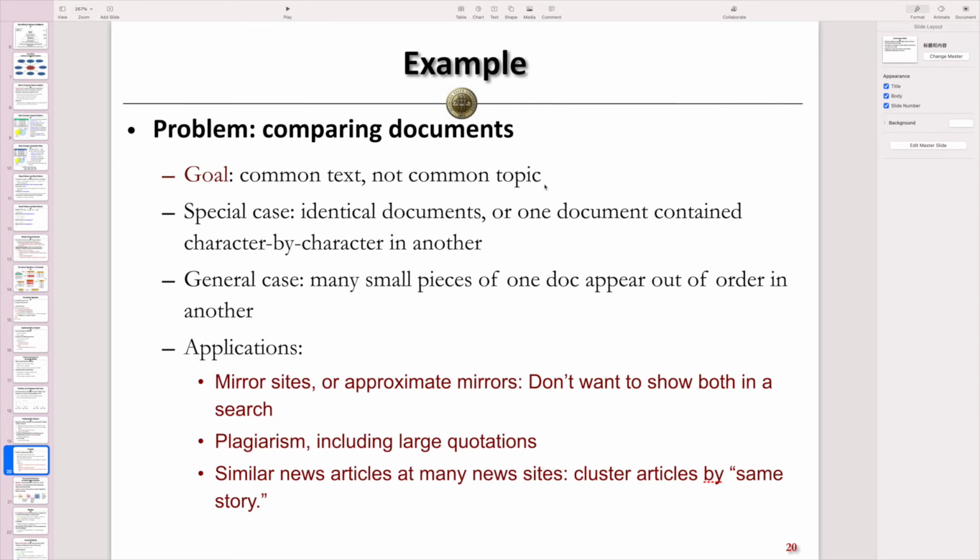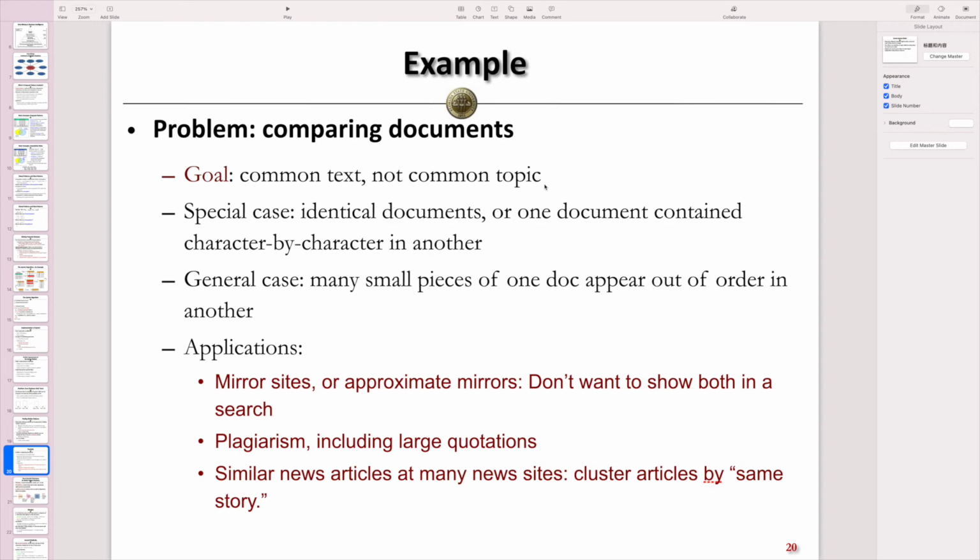We may have many small pieces of one document appearing out of order in another. And this problem has very broad applications in the real world. For example, we may have mirror sites for websites. Normally, if we create a website, we may mirror the site with multiple copies on multiple servers, and they contain exactly the same contents. However, when we are doing a search with a search engine, normally we don't want to show the same content multiple times, because they contain the same contents and we don't want to show them all in the search.